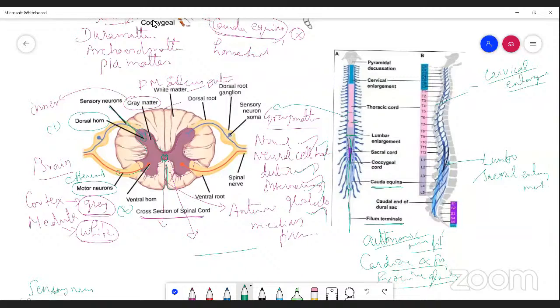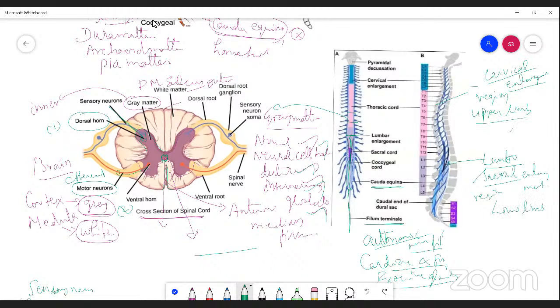This region is called the cervical region. This region is known as the lumbosacral region. Which enlargement serves what? The cervical enlargement serves the upper limb. The lumbar enlargement serves the lower limb. Upper limb means hands. Lower limb means legs.